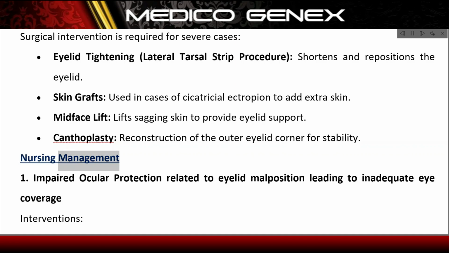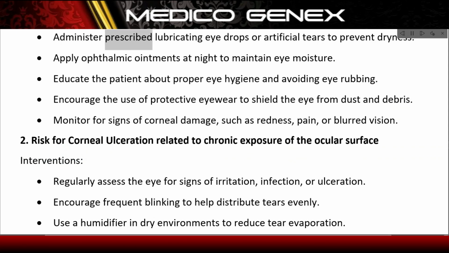Nursing management. 1. Impaired ocular protection related to eyelid malposition leading to inadequate eye coverage. Interventions. Administer prescribed lubricating eye drops or artificial tears to prevent dryness. Apply ophthalmic ointments at night to maintain eye moisture. Educate the patient about proper eye hygiene and avoiding eye rubbing. Encourage the use of protective eyewear to shield the eye from dust and debris. Monitor for signs of corneal damage, such as redness, pain, or blurred vision.